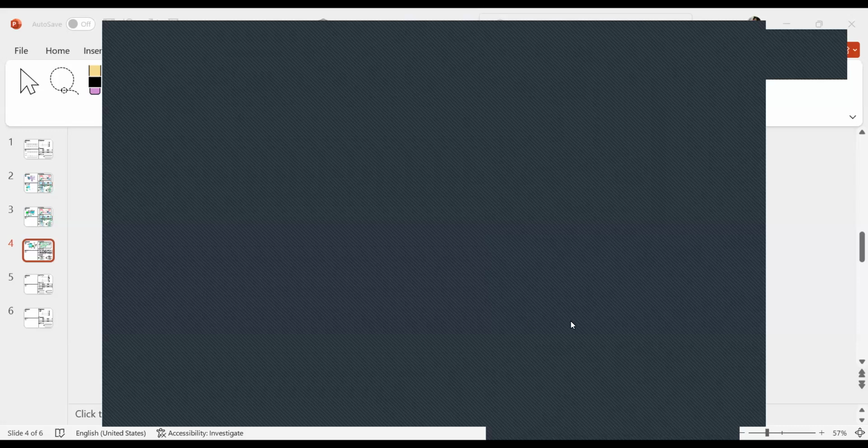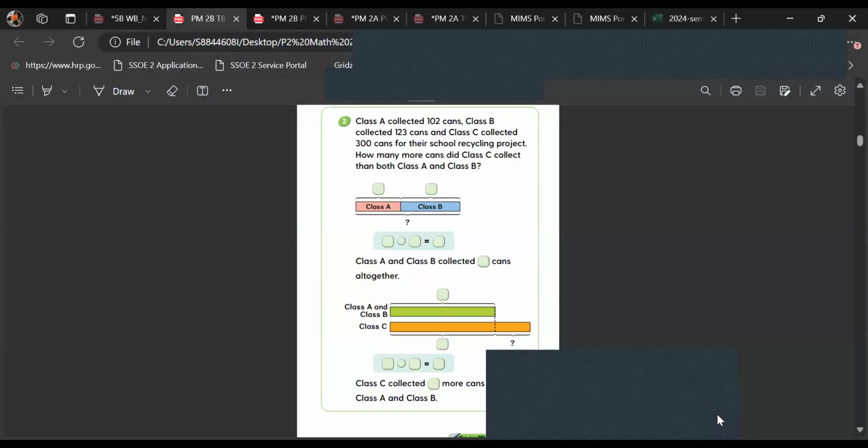Okay, let's wait a minute. The computer is a bit laggy today. I'm looking at the 2B textbook now. Now, let's take a look at it.